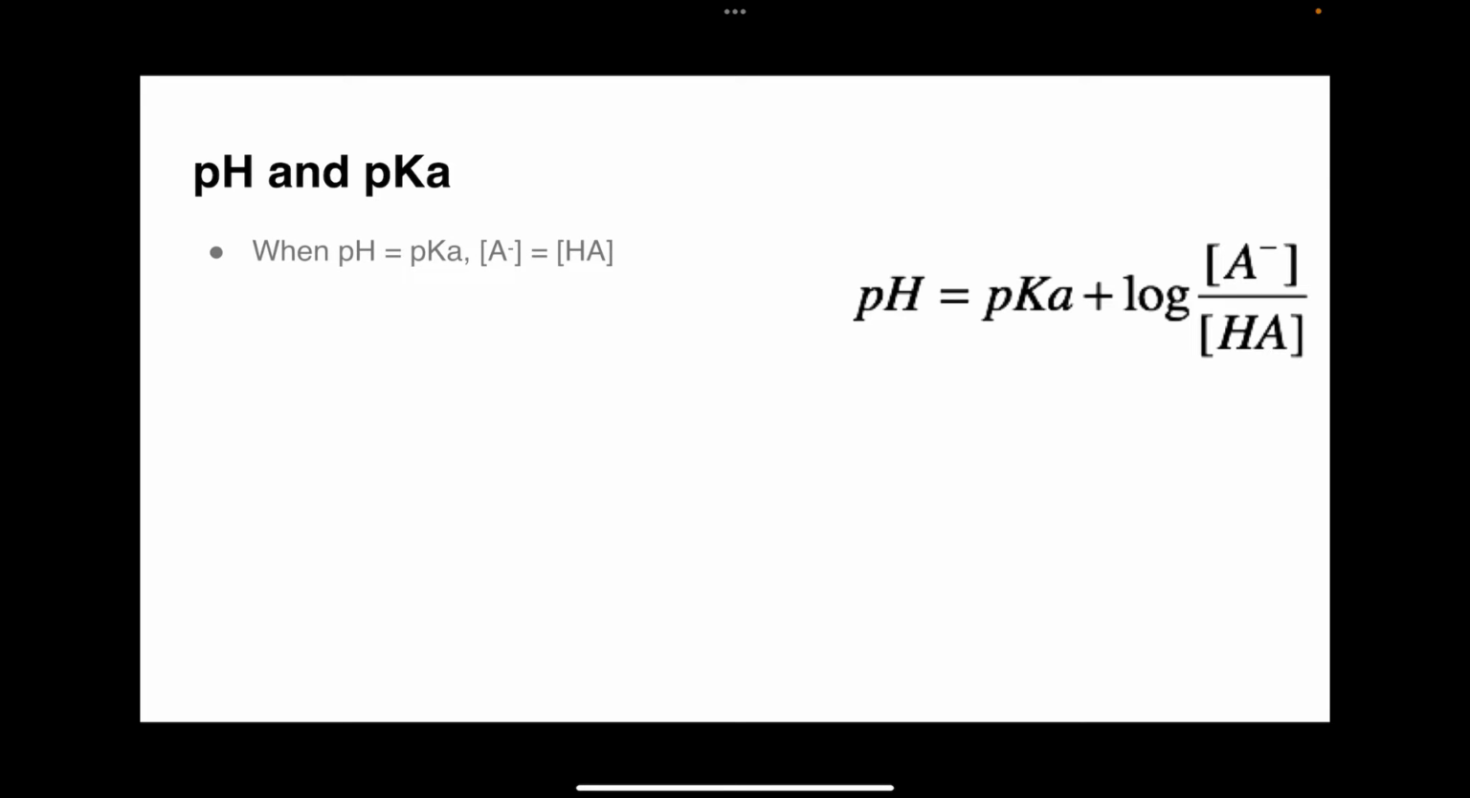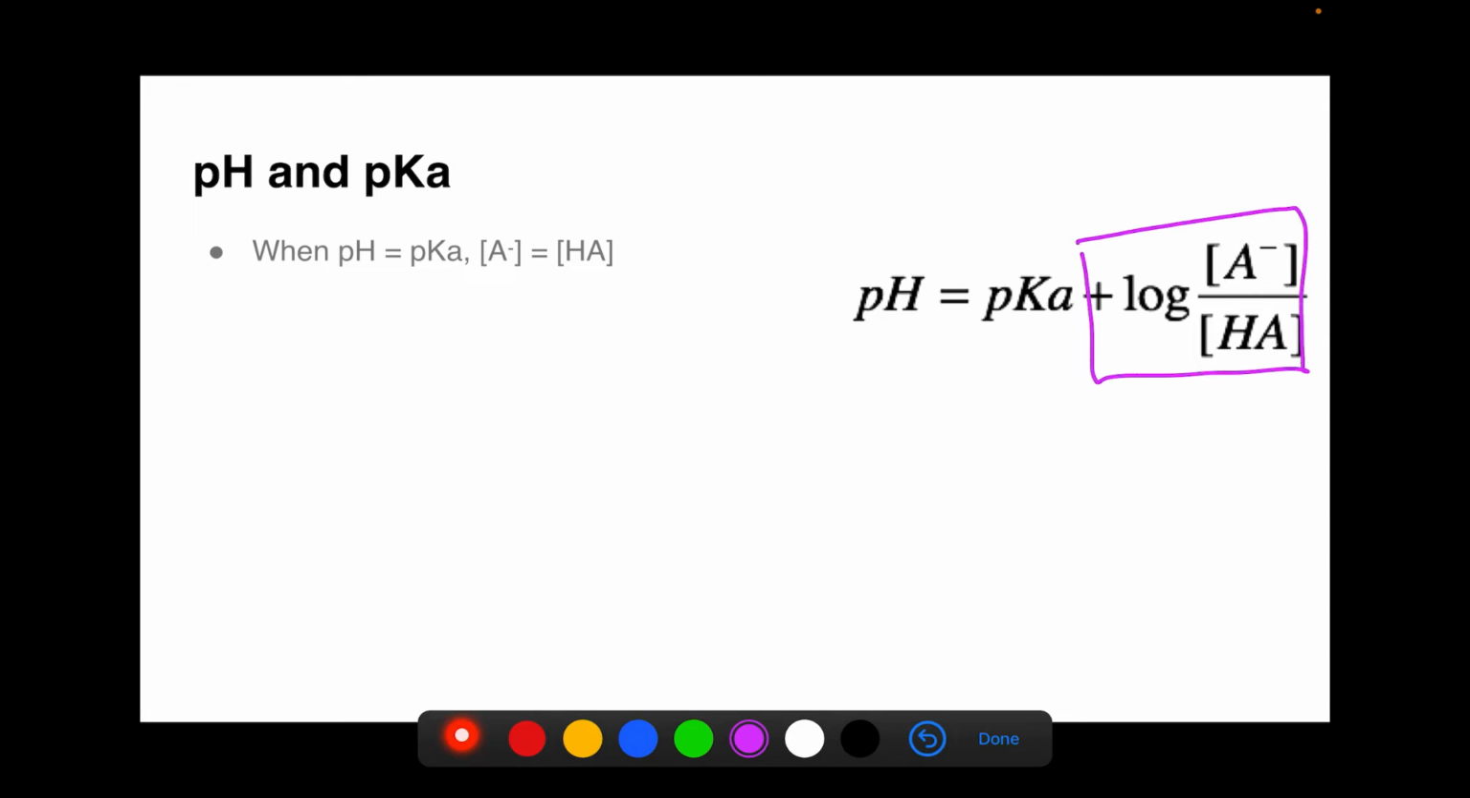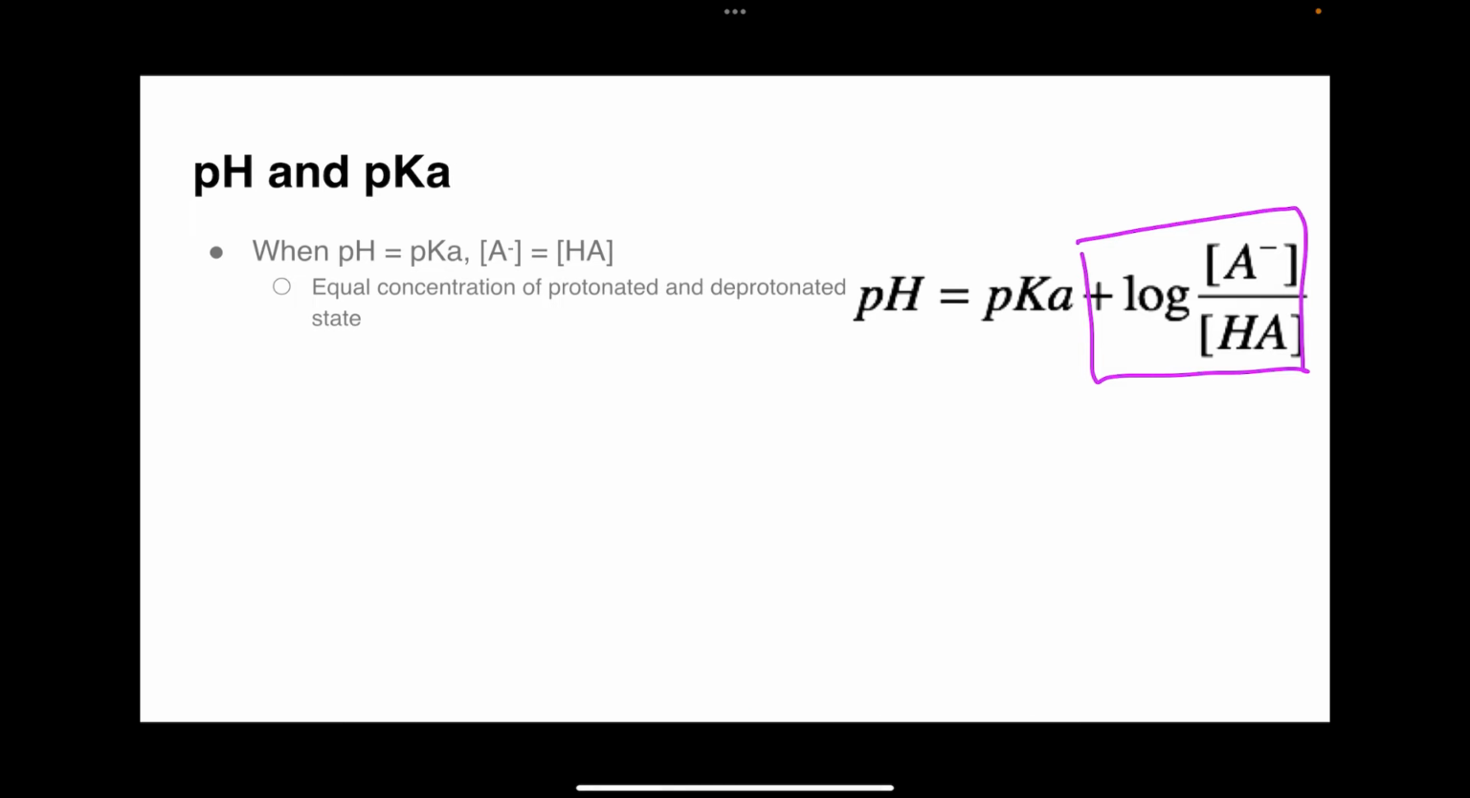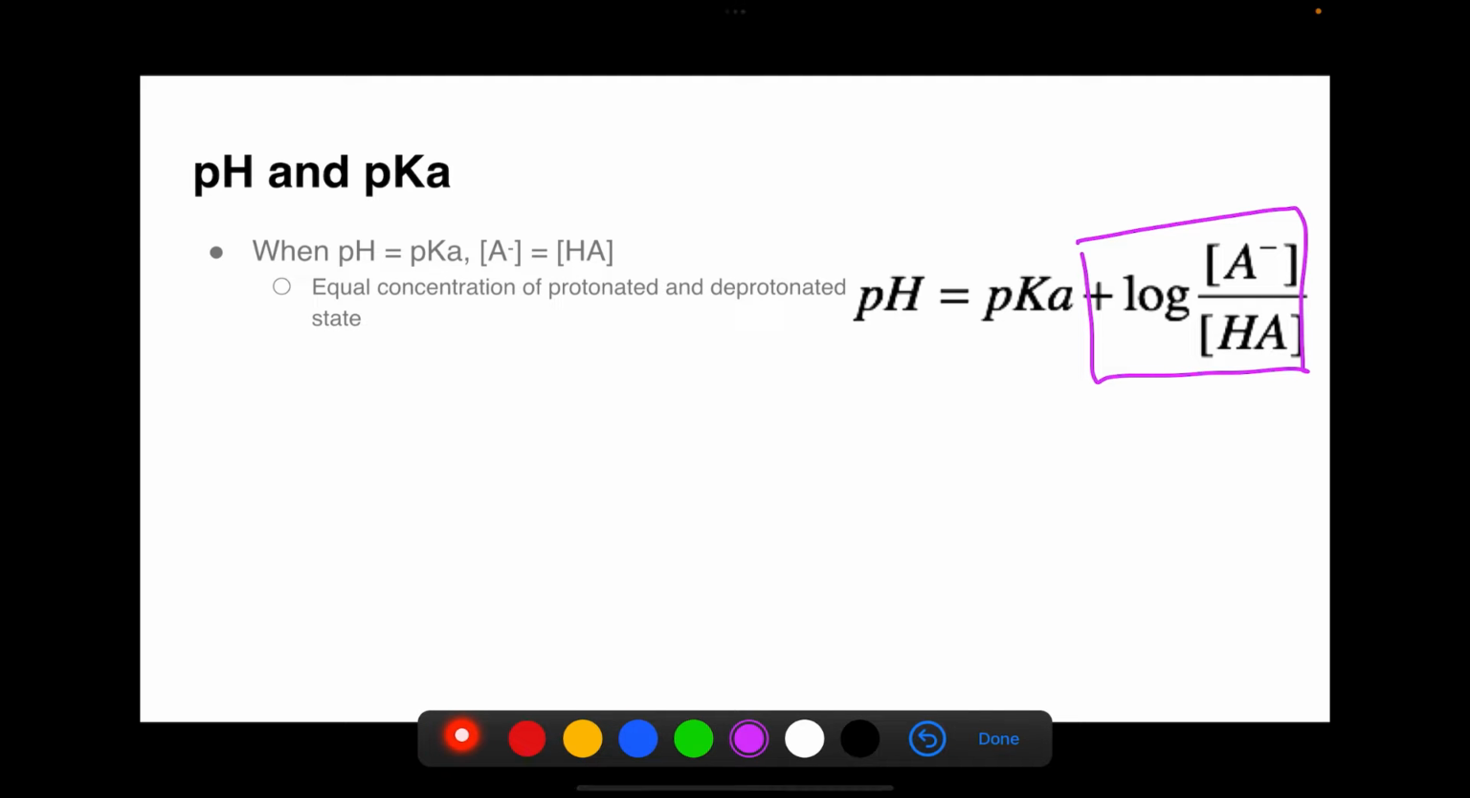Recall that based on the Henderson-Hasselbalch equation, when the pH equals the pKa, that means that the concentration of acid and its conjugate base are equal. Recall, for the pH to equal the pKa, this term would have to drop out. That happens when you take the log of 1, meaning that A- and HA are equal. Therefore, we can say that at that point we have equal concentrations of the protonated and deprotonated state.